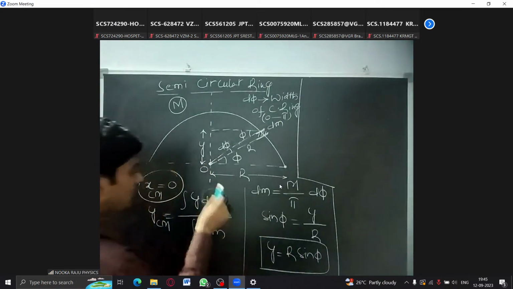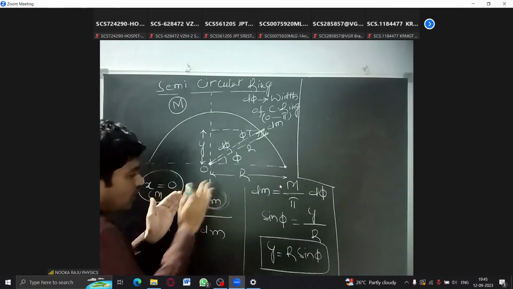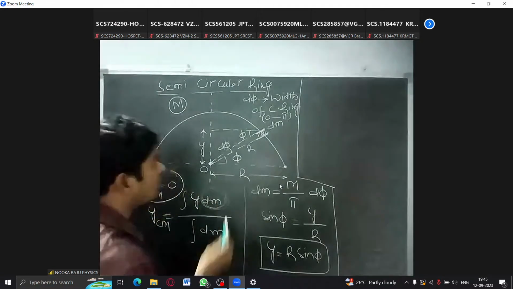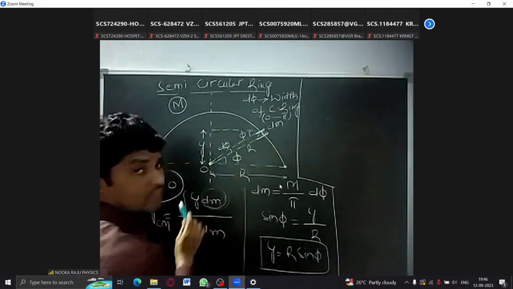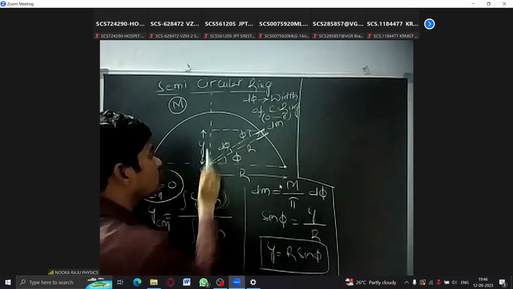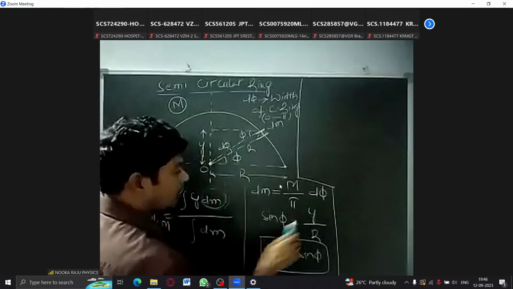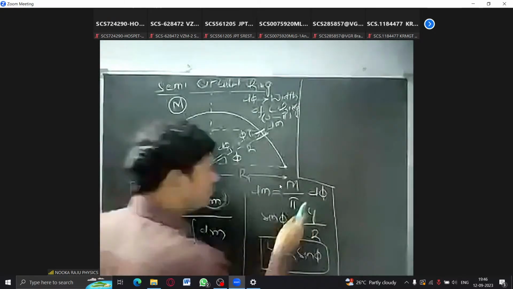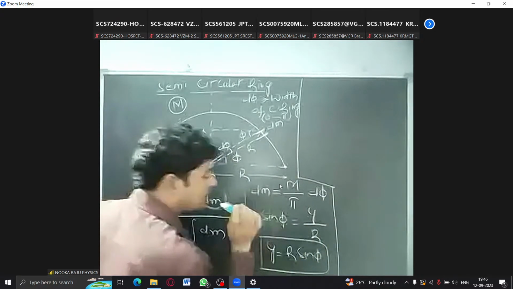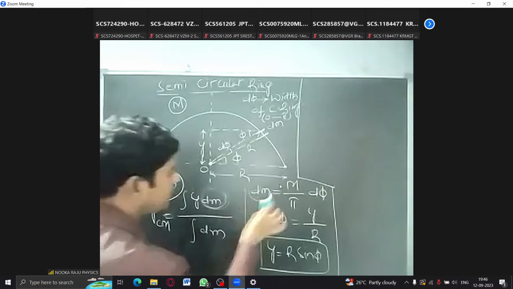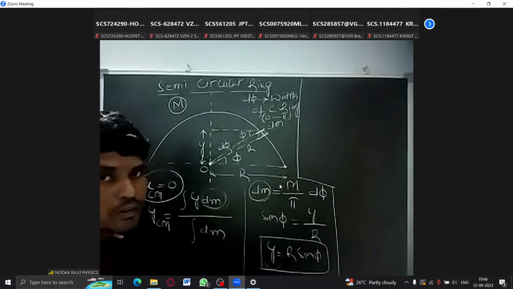So we got the dm value, and now I want to find the y value, because I want to convert it into similar terms. According to the given diagram, this is a triangle. According to sine phi, sine phi equals opposite side by hypotenuse. Opposite is y, hypotenuse is r. I want to calculate the y value in terms of r, so y equals r sine phi. We got both y and dm. Directly substitute in the given expression.